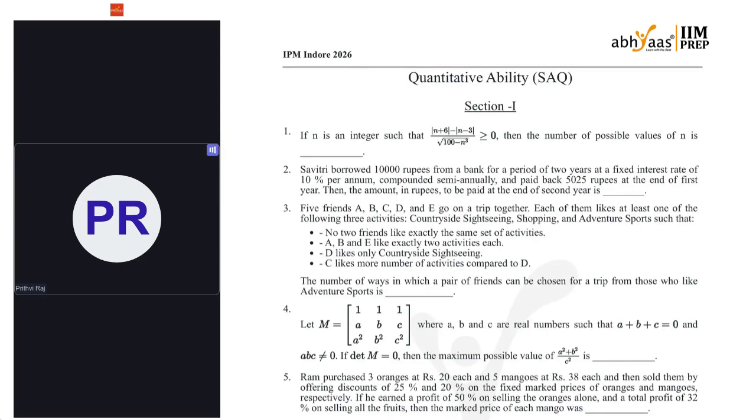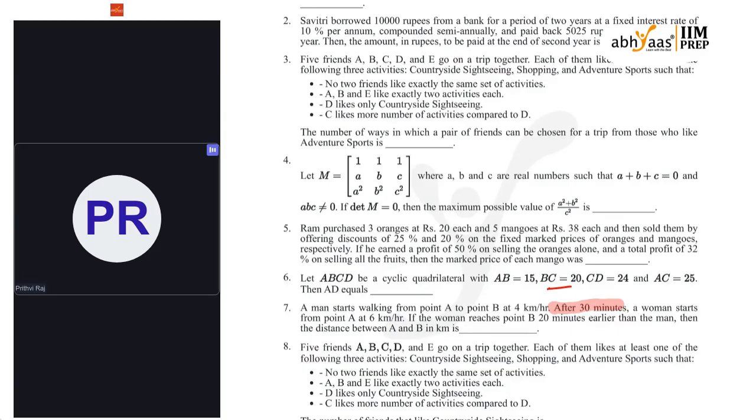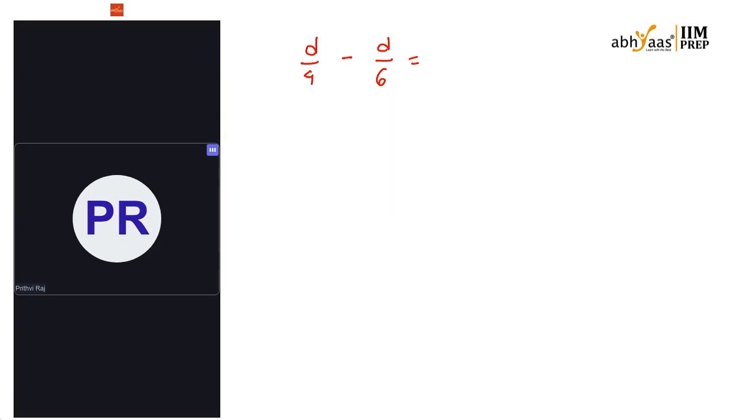It's not 20 minutes. After 30 minutes the woman started, and she reached 20 minutes before. So in total, their difference is 50 minutes, which I can say as 5 by 6 of an hour. So if I take the LCM and do the calculation, D will be equal to 10 kilometers. Okay.